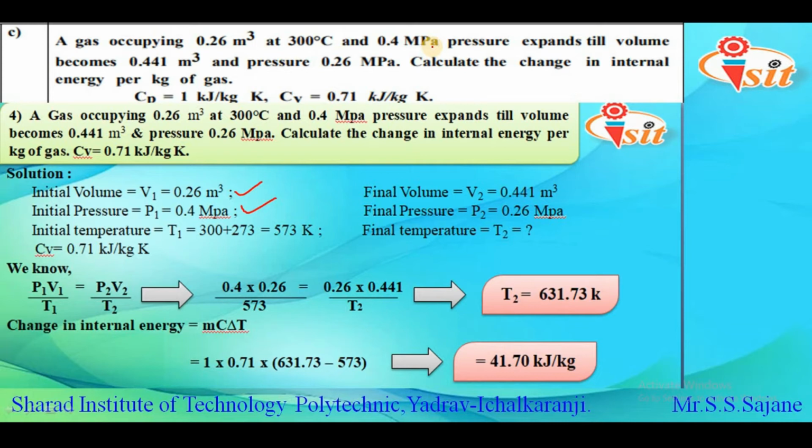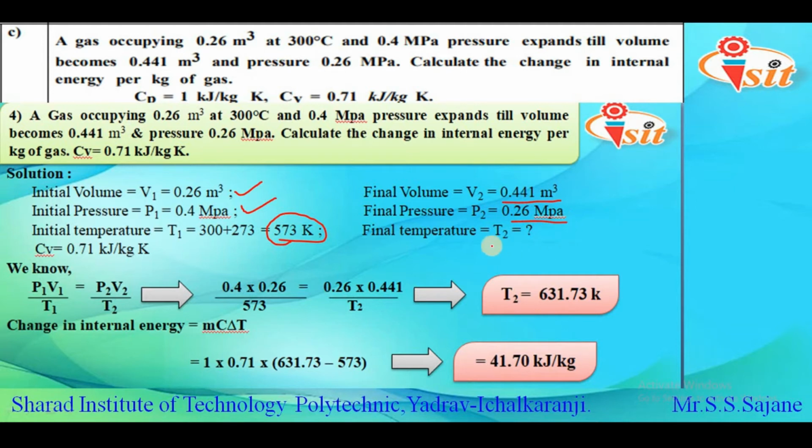So megapascal is nothing but multiplication factor of 10 raised to 6, and 1 pascal is nothing but 1 Newton per meter square. So again we are having initial temperature as 300 degrees Celsius, so after converting it into Kelvin we will be getting 573 Kelvin. Then again final volume they have given equal to 0.441 meter cube, and the final pressure as 0.26 megapascal.